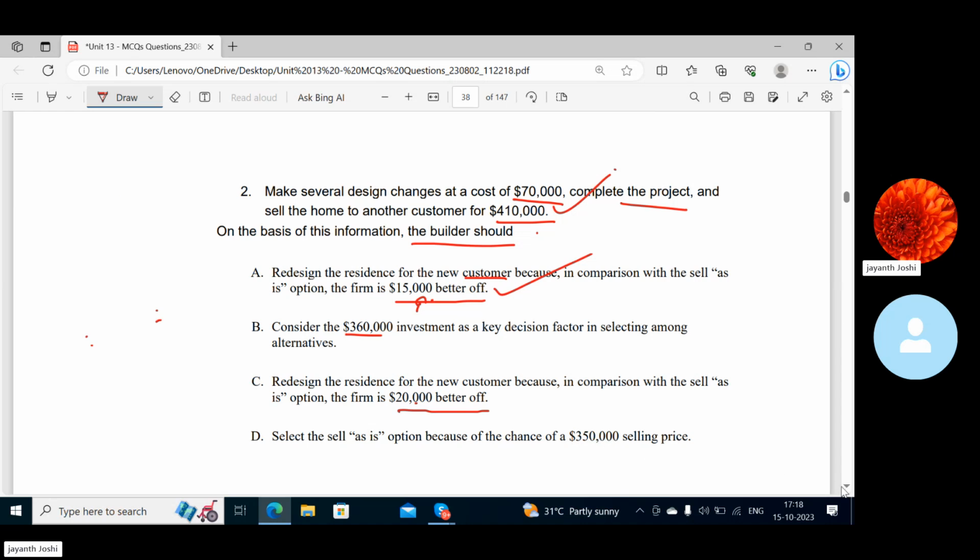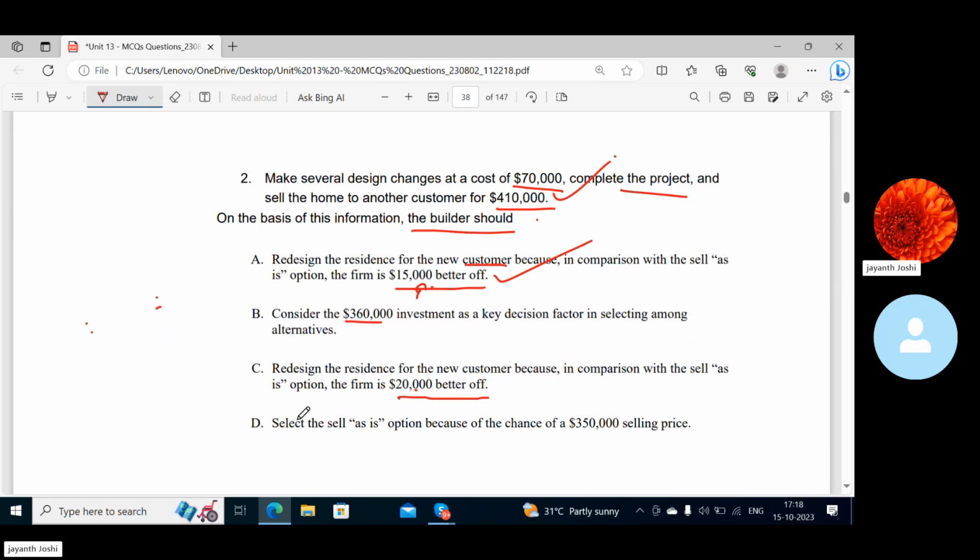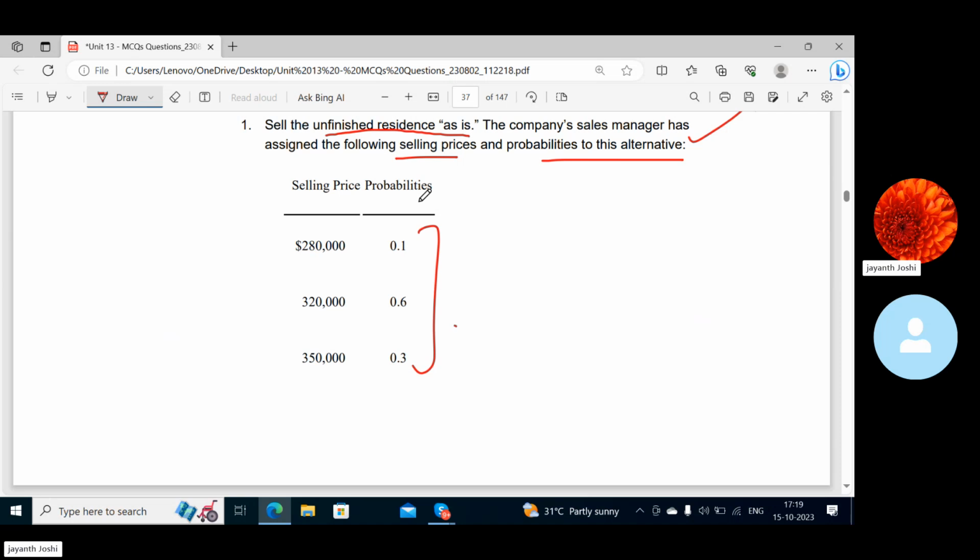Four options have been given. Which option should you be taking? If I take up the first option, I will be finding out the expected value. Whenever they give you this kind of data, selling prices and probabilities, you should find out the expected value. That means the average value, on an average what you're getting. The expected value formula is sigma PiXi, that means P1x1 plus P2x2 plus P3x3, your selling price into probabilities.